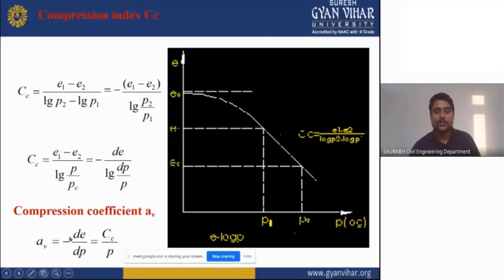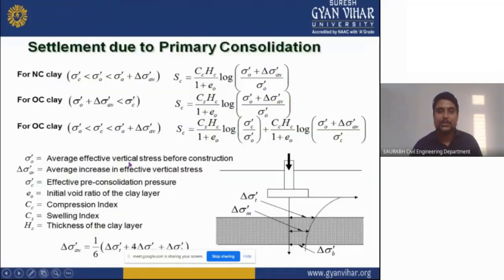And last you will get the coefficient of compressibility, which we represent by av, and av is equal to minus de upon dp, which is equal to Cc upon p. P is showing the pressure.